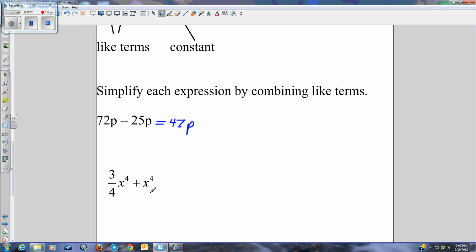If we have 3/4 x to the fourth plus x to the fourth, you can always put a 1 in front of a variable if there's no number there. That's the same as having a 1x to the fourth. So 3/4 x to the fourth plus 1x to the fourth gives you 1 3/4 x to the fourth. You can also write it as an improper fraction if you wish.